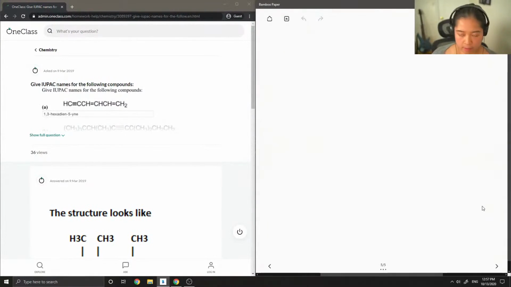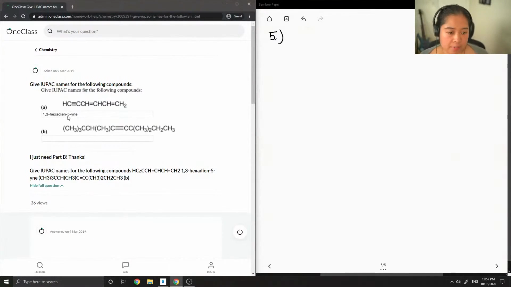Okay, so now on to question number 5. Give IUPAC names for the following compounds. So the first one, the answer is already given. It looks like they just want us to answer part B. But I'll still try to talk you guys through how to answer part A as well.